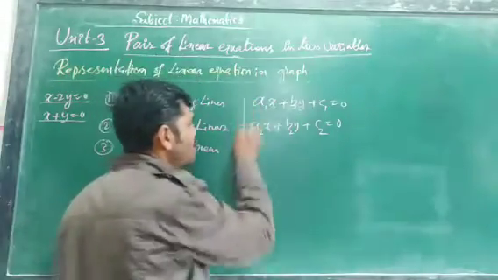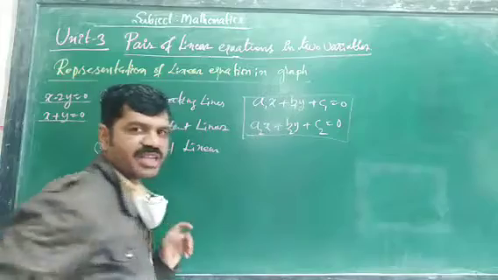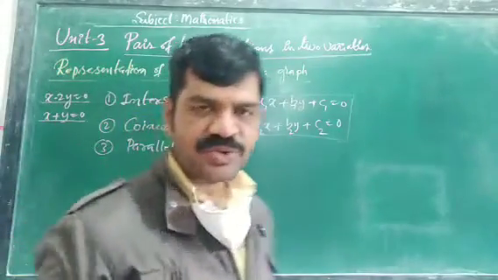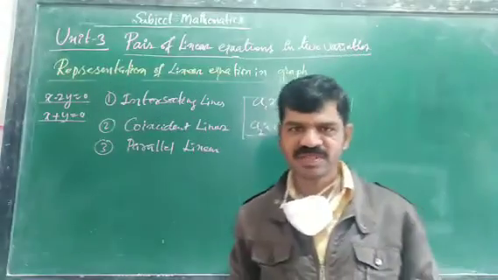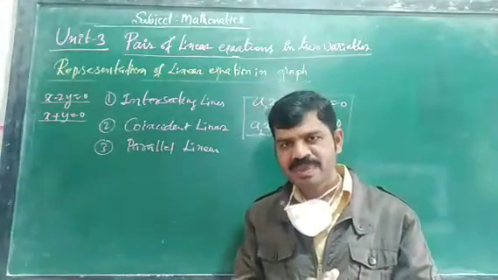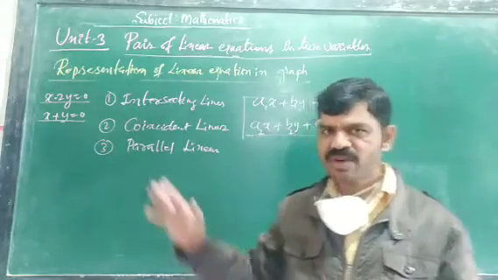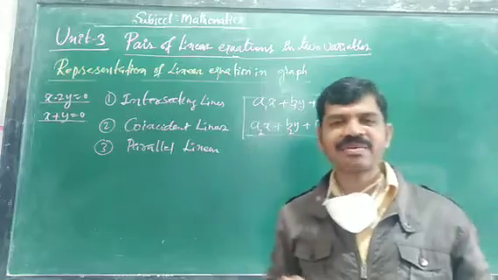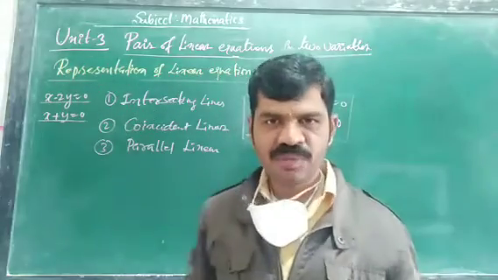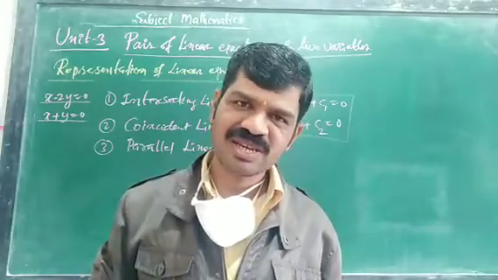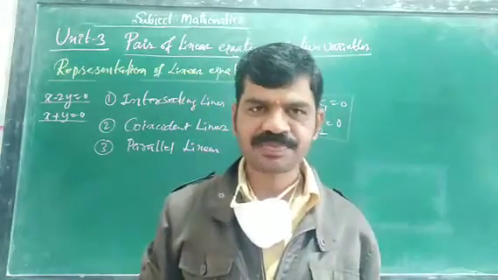So this is the general form of the pair of linear equations, and we have three types of pair of linear equations. I told you: intersecting pair of linear equations, coincident pair of linear equations and parallel pair of linear equations. The general form of these three types is this: a1x plus b1y plus c1 is equal to 0, a2x plus b2y plus c2 is equal to 0. This is the general form of the pair of linear equations.